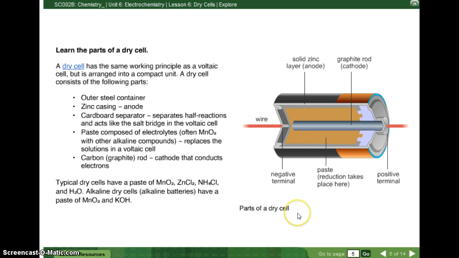All right, parts of a dry cell. So again, here's the wire, right? We connect the bottom and the top of what we call batteries, but are really dry cells. So we have the positive terminal or end, and that's connected to the graphite rod. The paste is on the inside. That's where the reduction takes place. We have the negative terminal, and the solid zinc layer is the anode.